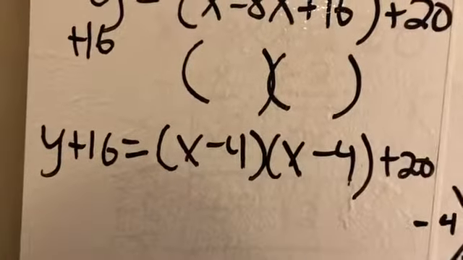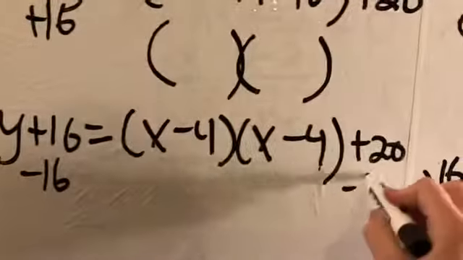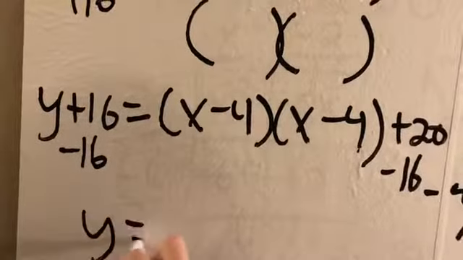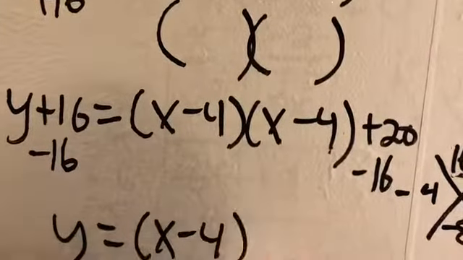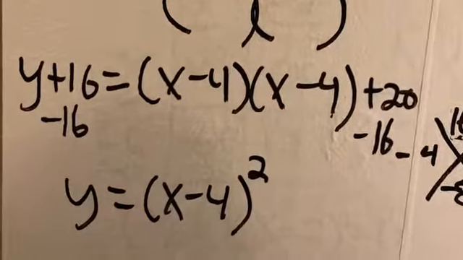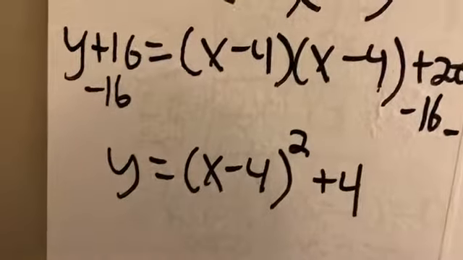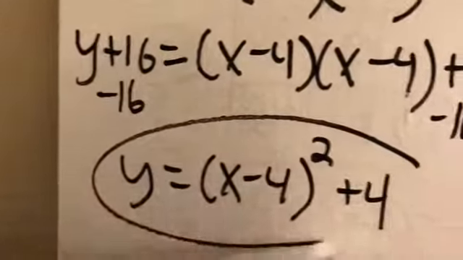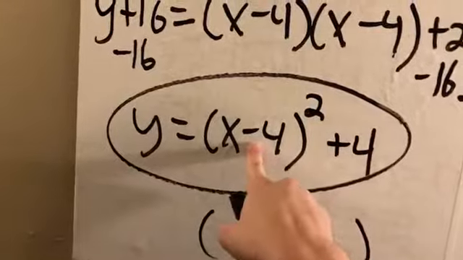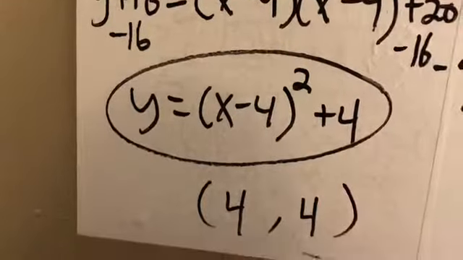Now we have two steps. We need to get y alone, so we'll subtract that 16 from both sides, and that 16 will go to the 20 at the end. And we'll group the x minus 4. Since these are the same thing, we can group those as x minus 4 squared. 20 minus 16 is plus 4. And there's your vertex form. If you wanted the vertex, the sign of the x always flips, and the sign of the y always stays the same.